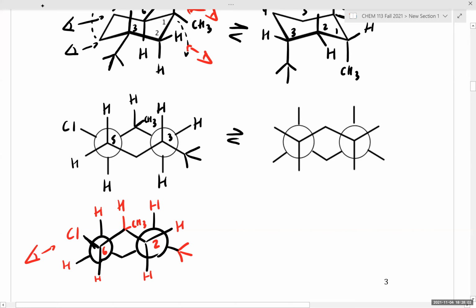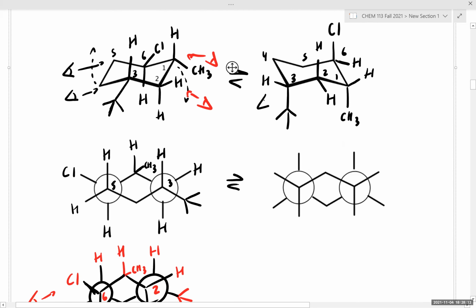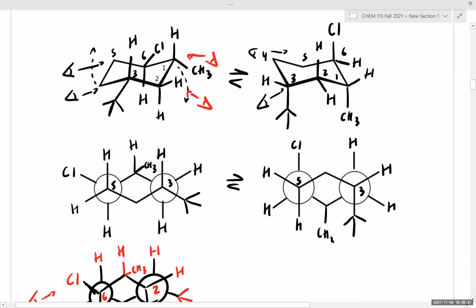Okay, so we're now asked to look at the Newman projection for our second chair conformation. So again, we're going to be looking down carbon 3 and carbon 5. Looking at carbon 3, we have our tert-butyl group, and this time it's in the axial position. We have our hydrogens on carbon 2. Carbon 5, we still have hydrogens. Carbon 6, the chlorine is axial. Carbon 1, the methyl group is now axial.